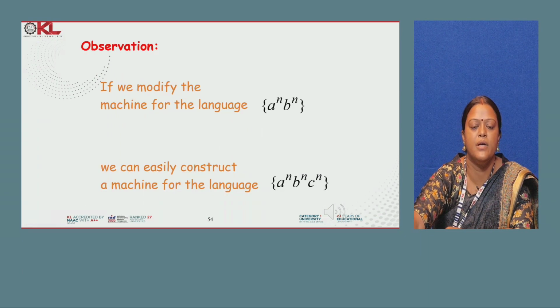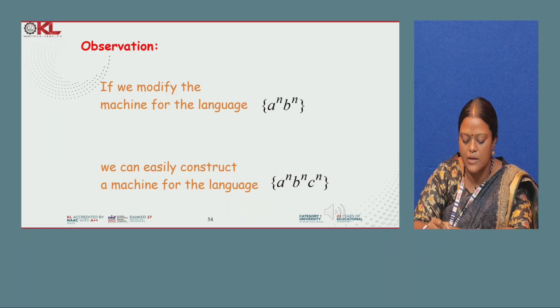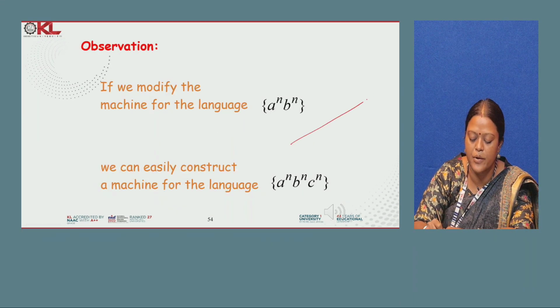Similarly, if we can solve a to the power n, b to the power n, then easily we can solve a to the power n, b to the power n, c to the power n. Like suppose we now have a, b, b and c, c. If we apply the same logic, at each iteration we will be replacing a by x, b by y as it is, and c by a new symbol, that for simplicity we can say we have replaced by z.